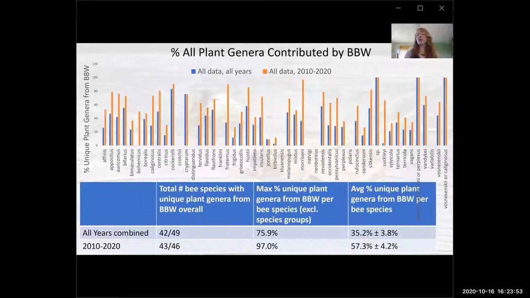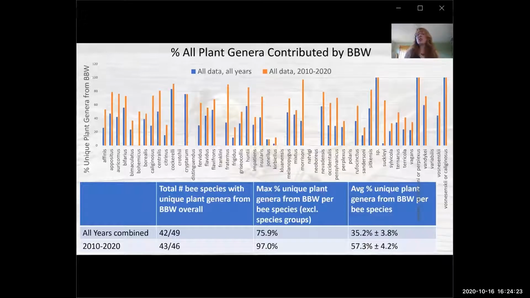This is the total number, again, of unique plant genera. But most bee species did have unique data. So 42 of 49 species had unique data due to Bumble Bee Watch for all years, and 43 of 46 in just the last decade. It depends a lot on the species, but the maximum percent for an individual species contributed by Bumble Bee Watch was 76% for all years and 97% in the last decade. So for one species, 97% of all the plant information we have is due to Bumble Bee Watch.